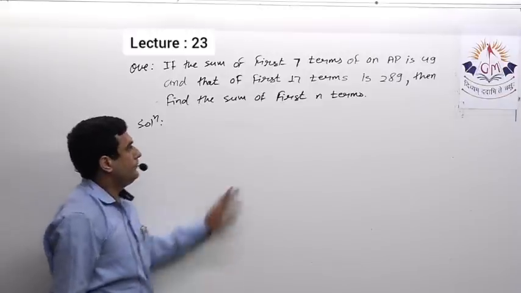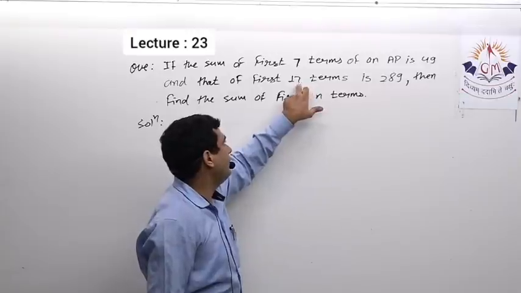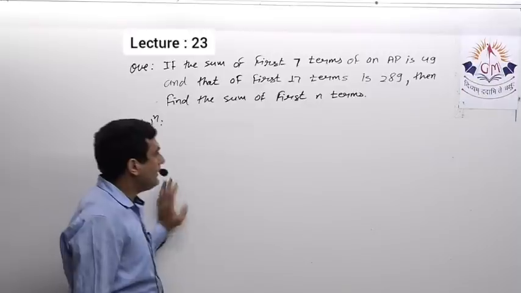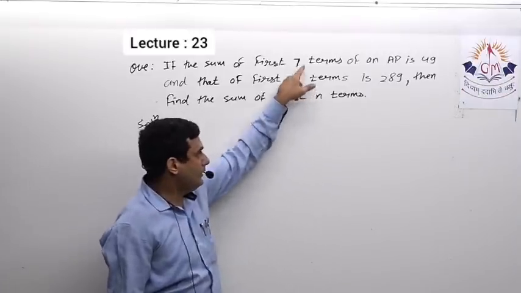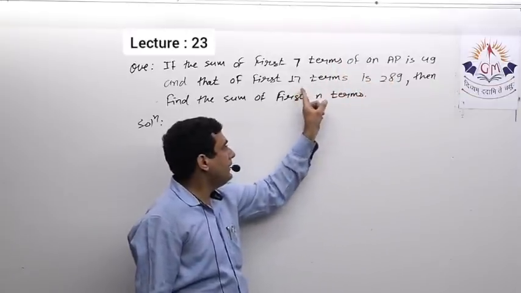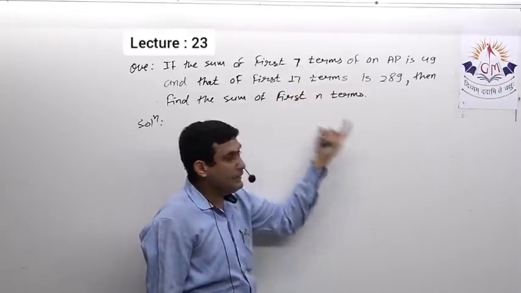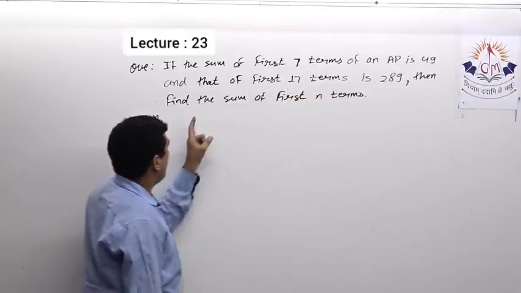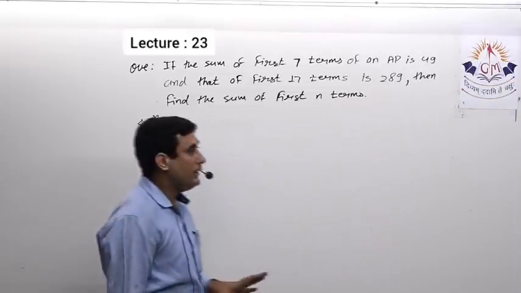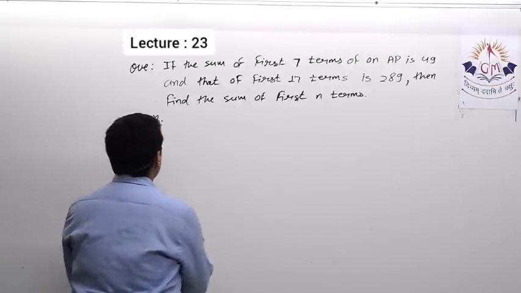Okay, so for the first 7 terms it is 49. For first 17 terms sum is 289. If you observe carefully, that gives an indication. See, here it is 7, here it is 49. That means square of 7. Here it is 17 and here it is 289, which is the square of 17. So in 99.99% cases, definitely sum of first n terms will be n square. Okay, but this is not MCQ, so we have to solve it. So let us solve it.